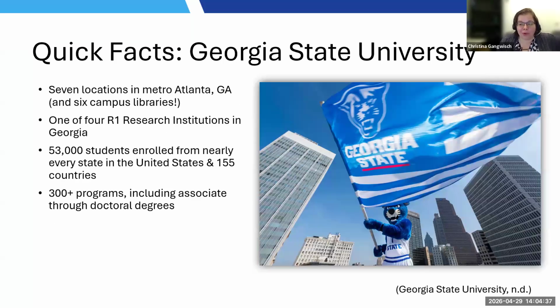So for those of you who aren't familiar with Georgia State University, I did want to share some quick facts about us. Specifically, we have 7 locations in the Metro Atlanta, Georgia area with 6 campus libraries. We're one of 4 R1 research institutions in the state of Georgia, and we have approximately 53,000 students enrolled in over 300 programs ranging from associate through doctoral degrees.